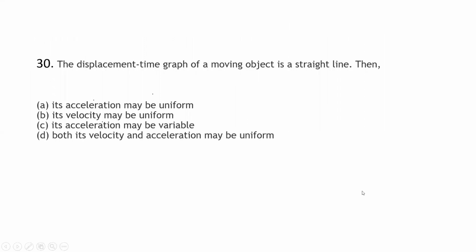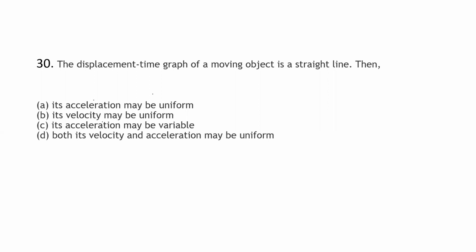Next question. The displacement time graph of a moving object is a straight line. So what does it mean? See here, the options are: its acceleration may be uniform, its velocity may be uniform, its acceleration may be variable, both its velocity and acceleration may be uniform.